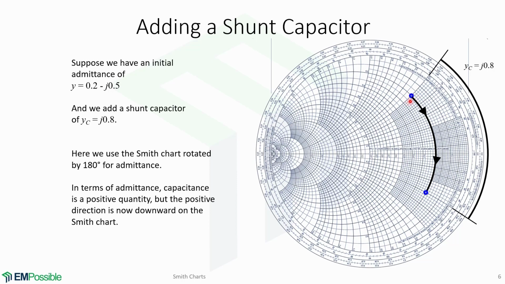Notice that we're using the admittance Smith chart, which is just a regular Smith chart rotated by 180 degrees. In terms of admittance, capacitance is now a positive quantity, so we move downwards on the Smith chart. We move at an angular distance of j0.8 and we arrive here. This is how we add a shunt capacitor.